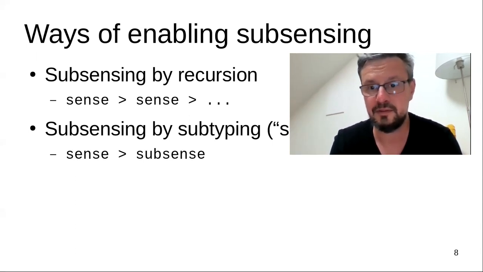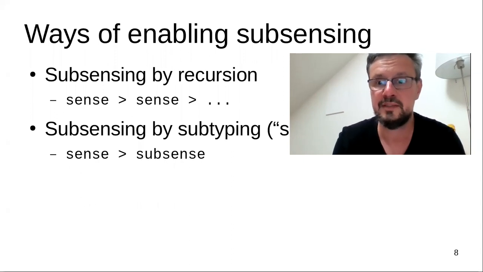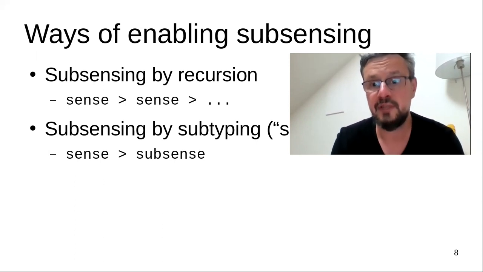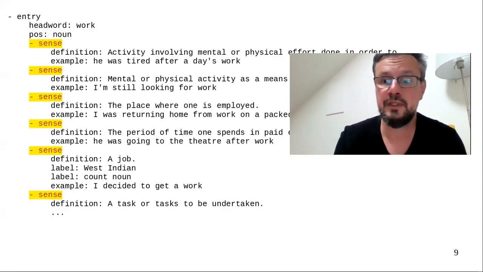And writing recursive algorithms is generally more complex than non-recursive ones and so on. So what I want to do now is propose an alternative way of encoding subsenses, an alternative way which doesn't use recursion, and it doesn't use subtyping, so it doesn't use soft recursion either. Right? It works something like this.